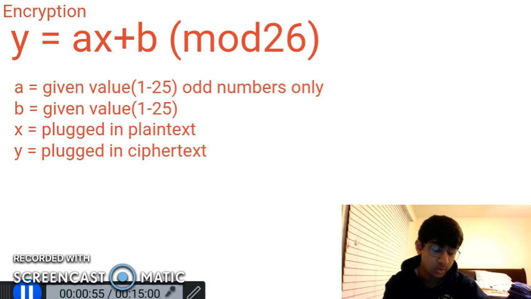So let's just go over it real quick for a sec. We have A, which is going to be the first given value. You have B, which is going to be your second given value, and then X is going to be the plain text. So once you convert it into a letter, the number you get is going to be your X, and the Y is going to be your X in number form.